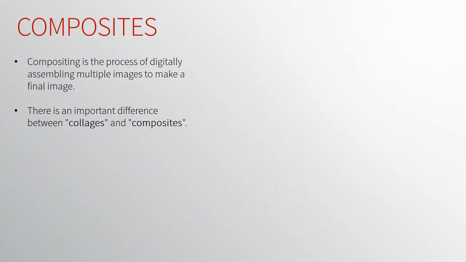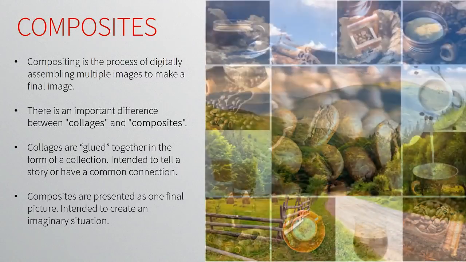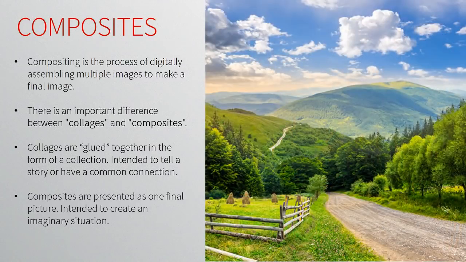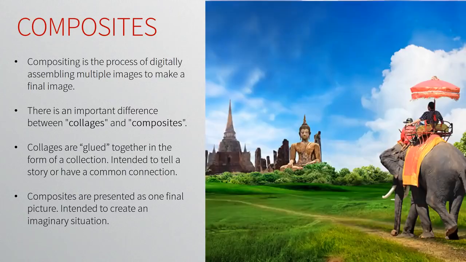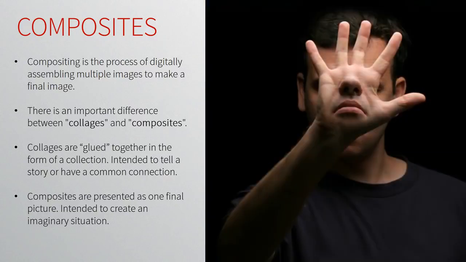Now, don't get confused, because there is an important difference between collages and composites. When we talk about collages, these are basically glued together to form a collection. They may be intended to tell a particular story, but they will generally have some sort of common connection between them. Composites, on the other hand, are presented as one final image, maybe to create an imaginary situation, or maybe to add a nice effect to a particular image, and you also get some really bizarre and out there ones too. So composites can be a lot of fun too, guys. You can let your imagination run wild a little bit.